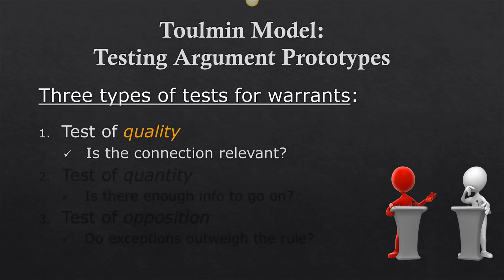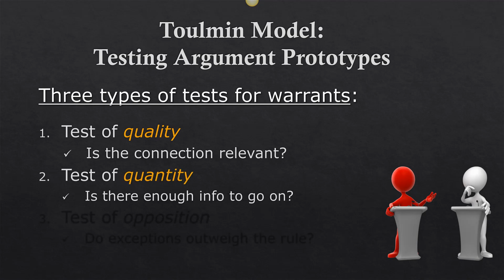First, the test of quality. Is the connection between the data and the claim that the warrant is expressing actually relevant? Does it make a connection between data and claim that authorizes an inferential leap that makes sense? Secondly, the test of quantity. Put simply, is there enough information to go on between what we have in the data or the evidence of the argument, as well as perhaps any backing that's provided to substantiate the warrant? Do we have enough information to rely on the reasonableness of the warrant?